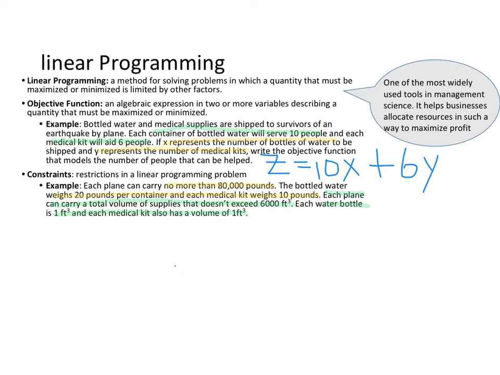If we wanted to write our constraints, we set up a system of inequalities. Because we cannot have a negative number of medical kits and bottles of water, we are restricted to quadrant 1. So we're going to include x is greater than or equal to 0 and y is greater than or equal to 0. Okay. Now we can use our underlined information.